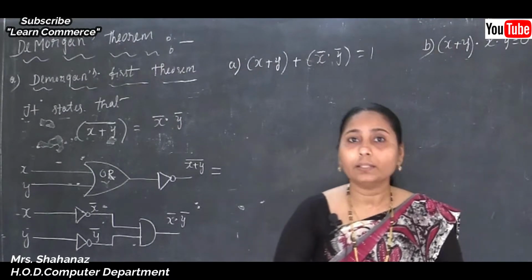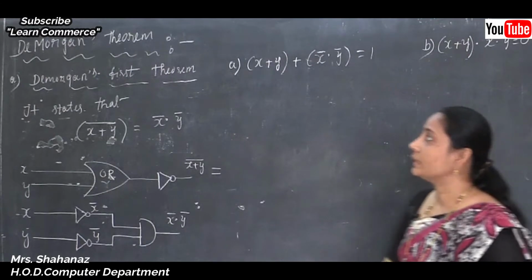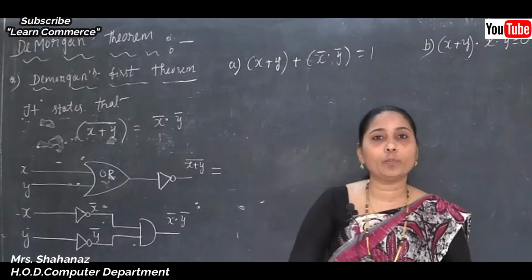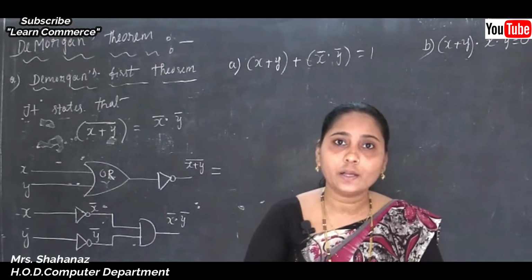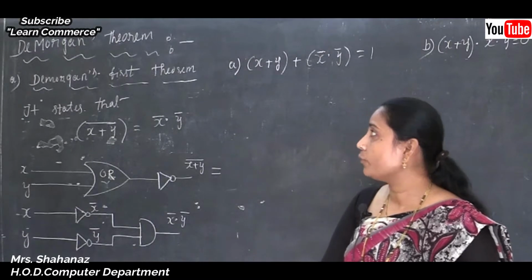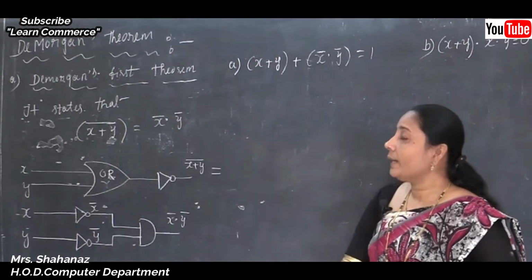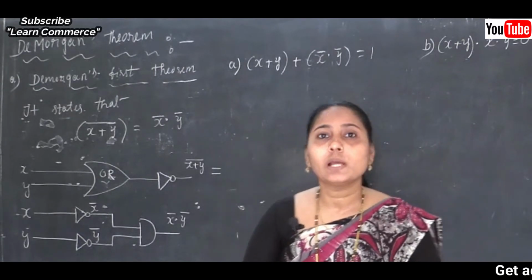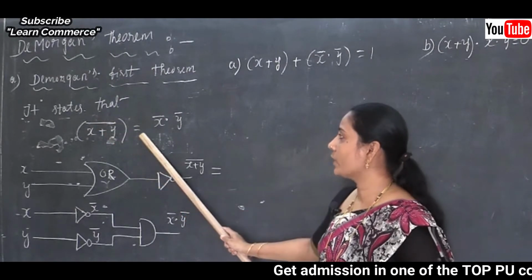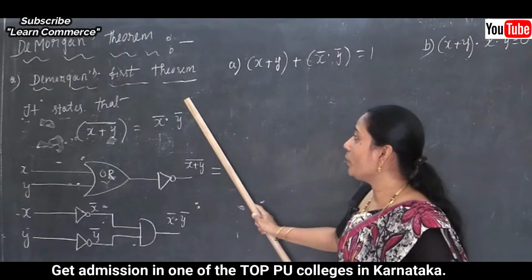Now let's move to the next important concept. The concept is De Morgan's theorem. In De Morgan's theorem, two important theorems are there. Now we are in the first theorem, and we are going to complete the first theorem. So De Morgan's first theorem states that (x + y)' is equal to x' and y'.